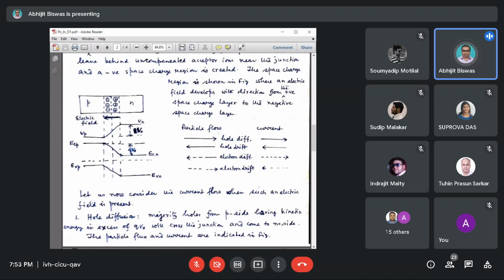And a similar variation of the valence band occurs at the bottom, and within the band gap you will see the horizontal dotted line. It indicates the position of the Fermi level. So is it clear, the band diagram of the p-n junction under equilibrium?